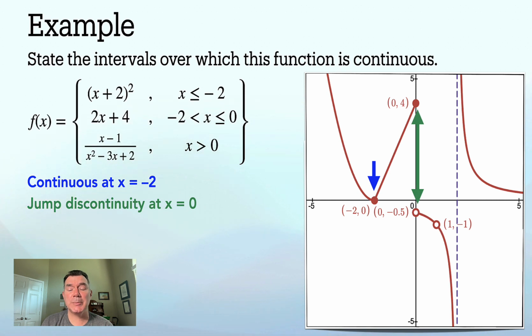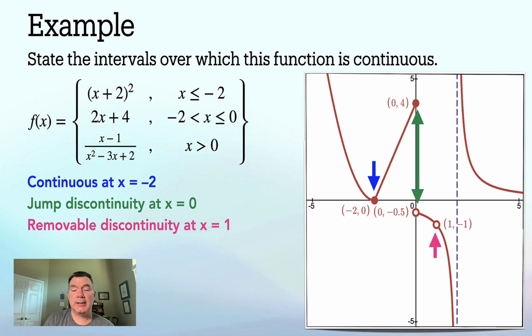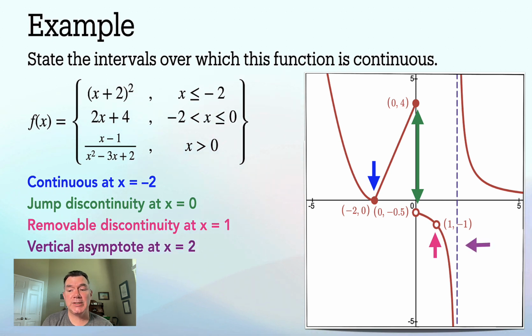But I do have a jump discontinuity at x equals 0. I also have a removable discontinuity, informally called a hole, at x equals 1. And then the last thing that's going to affect continuity is this vertical asymptote at x equals 2.